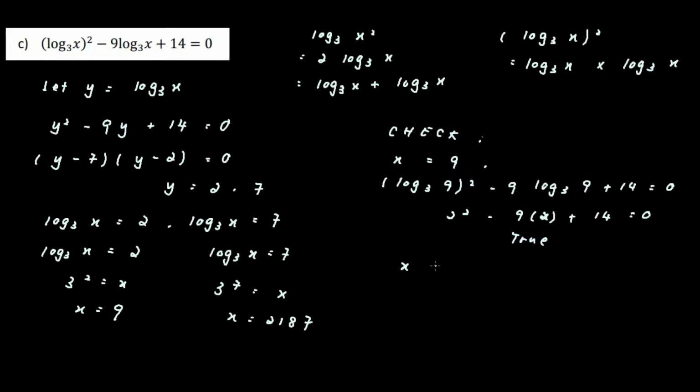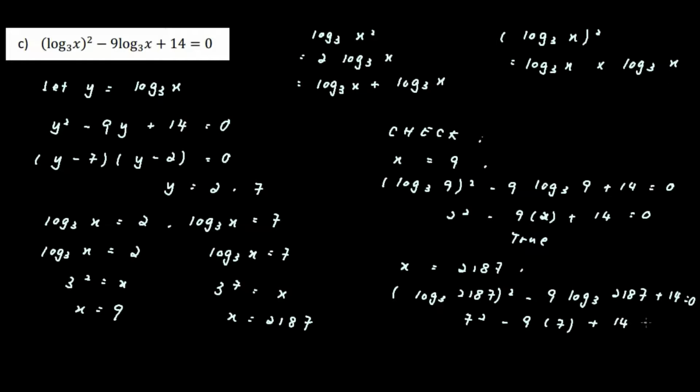After that, you check the other one, x equals 2187. So log base 3 of 2187, squared, minus 9 log base 3 of 2187, plus 14 equals 0. So that's 3 to the power of 7, so 7 squared minus 9 times 7 plus 14 equals 0. You can check: 49 minus 63 plus 14 is 0. Yes, this is true also. So the solution here is x equals 9 or x equals 2187. Both can be accepted.